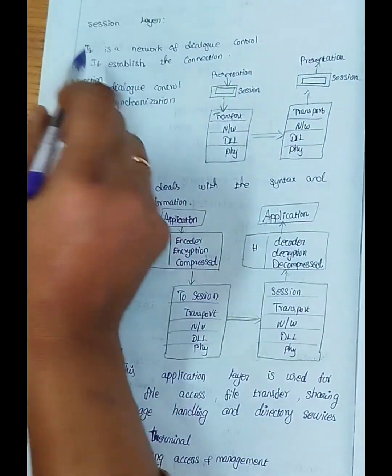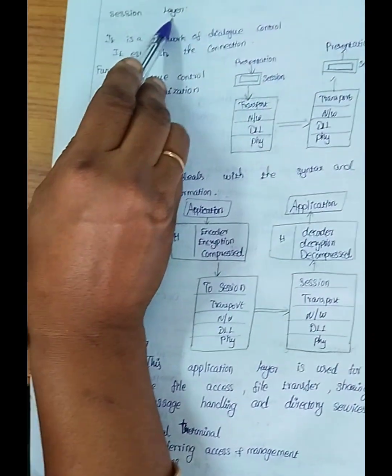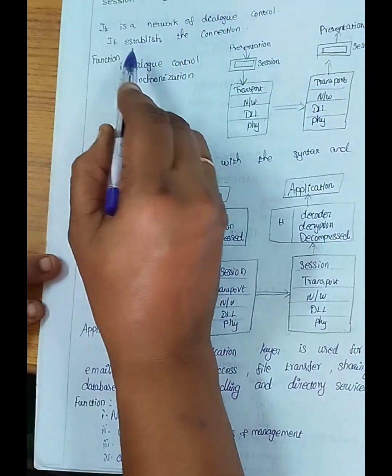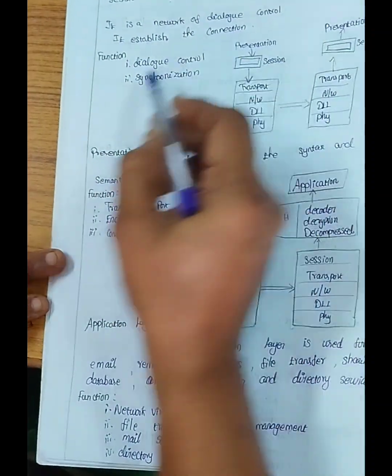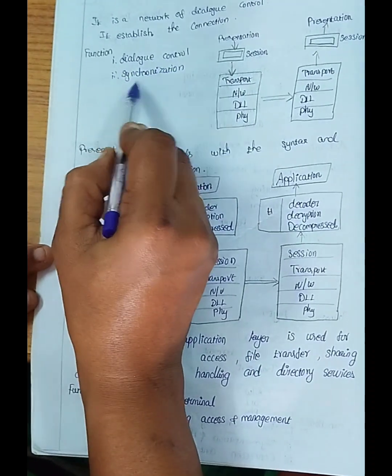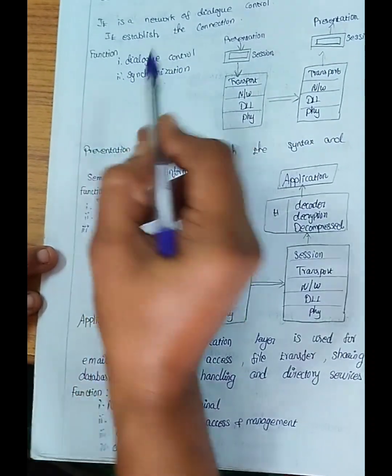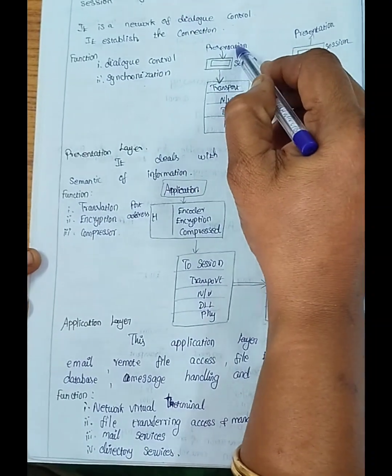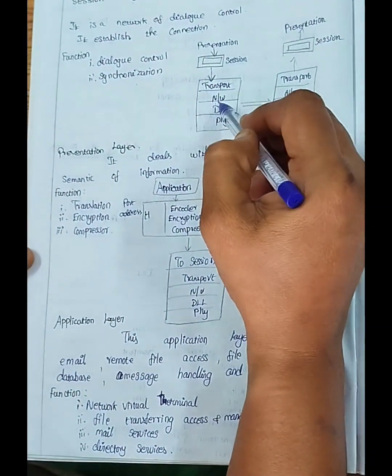The next layer is the session layer, and it is the network dialogue controller. It establishes the connection. The main functions of the session layer are dialogue control and synchronization. The session layer is available between the presentation layer and the transport layer.